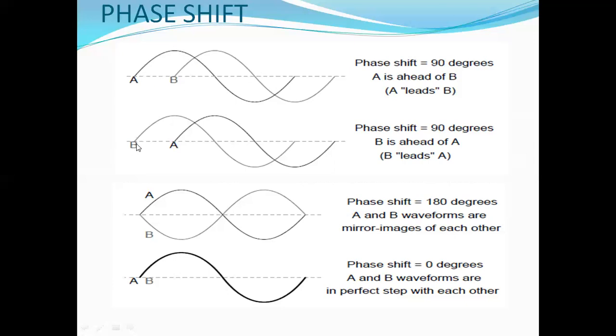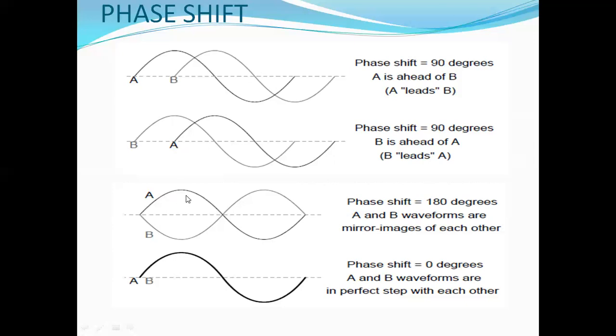Now in the second diagram, the waveforms are again shown. First is waveform B, second is waveform A. Here again the phase shift between both waveforms is 90 degrees. Now we can say that B is ahead of A. So B leads A, meaning the 0 value and the maximum value of waveform B appear first. That's why waveform B leads A, and there is a 90 degree phase shift between B and A.